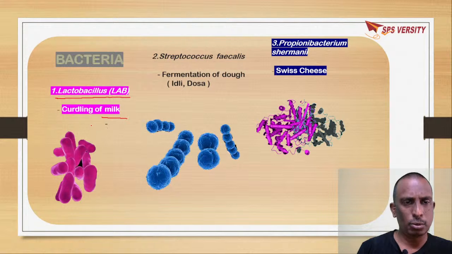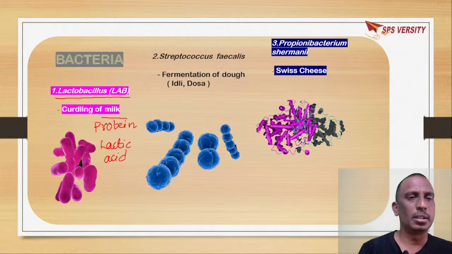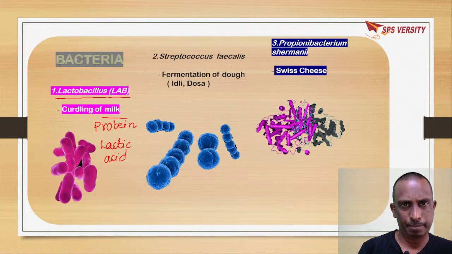What this Lactobacillus does is it causes coagulation of protein present in the milk by secreting lactic acid. So due to coagulation, the milk protein is coagulated. Lactic acid causes coagulation of milk protein, which leads to formation of curd. And curd is rich in vitamin B12.